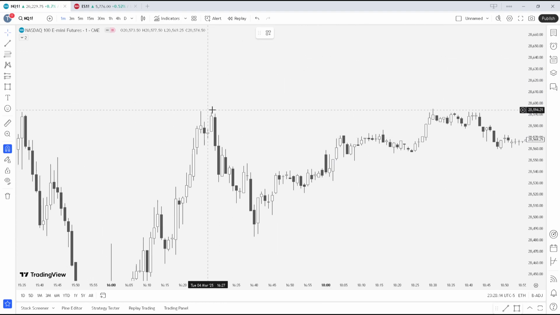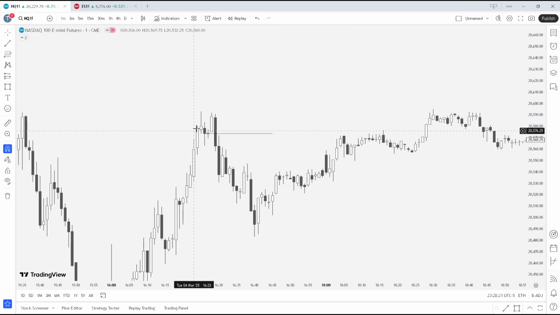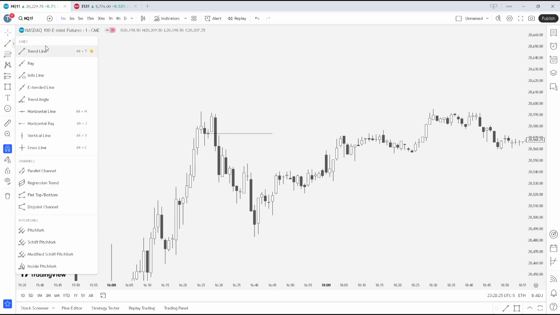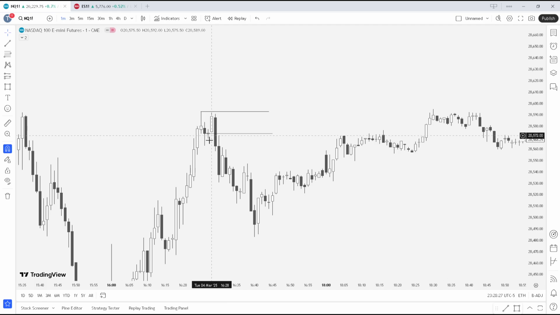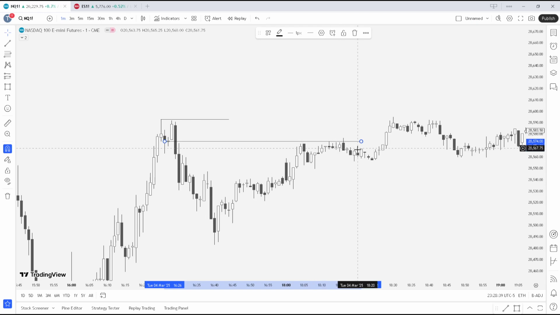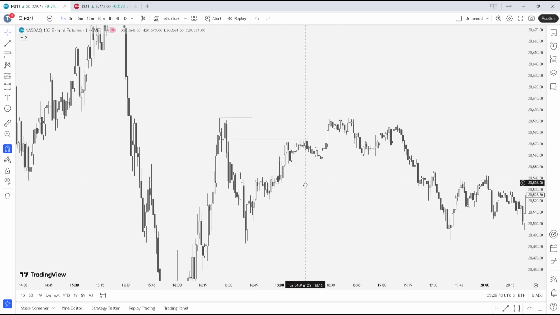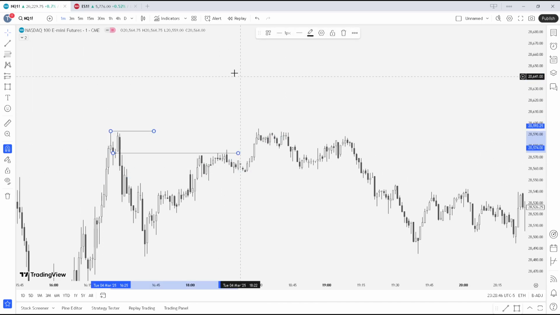All right, this would be a good example of a mitigation block. So we have this down close candle. We have this move up, but we don't sweep liquidity here. So this would be a mitigation block. A high, low, a lower high, a lower low. And then once we tap into it, we do get some sort of reaction. But overall, we are bullish, so it doesn't really hold up that well.